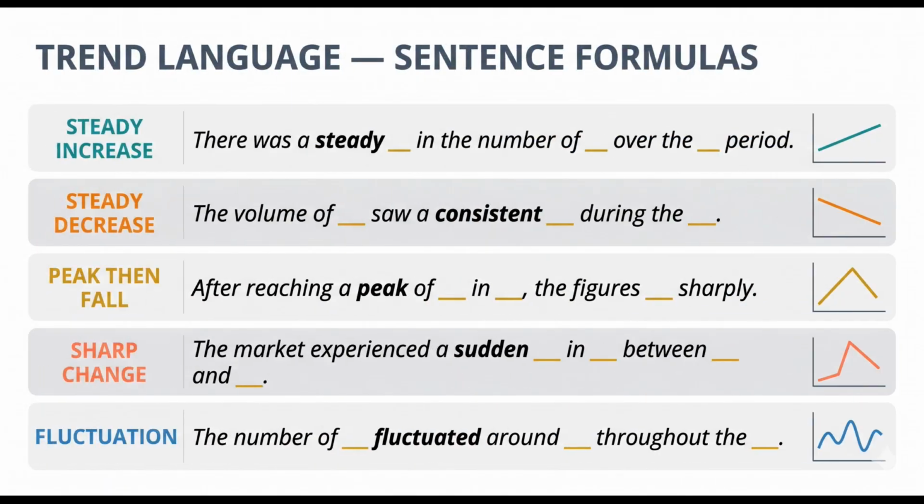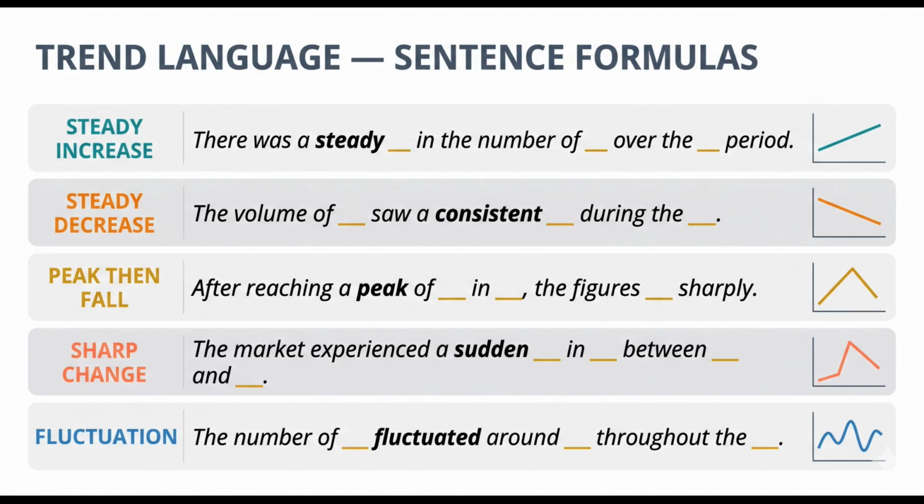Now let's look at the sentence formulas for describing trends, because having the right language makes your answer score ready. Look at the 5 formula cards on screen. Steady increase: blank increased steadily from blank in year to blank in year. Steady decrease: the same structure but decreased. Peak then fall: blank increased to a peak of blank in year before declining to blank by year. Sharp change: there was a sharp increase in year, rising from blank to blank. And fluctuation: blank fluctuated between blank and blank throughout the period.